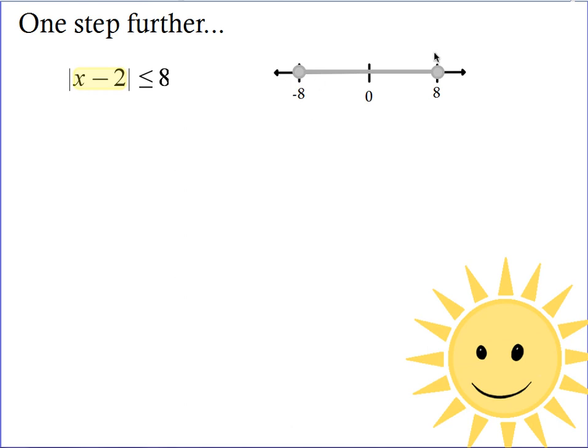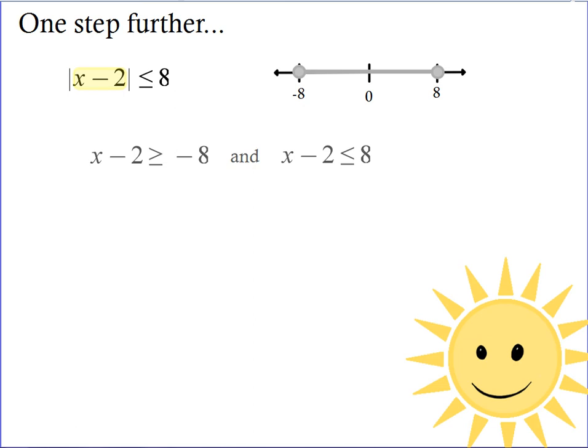On a number line, everything shaded in gray is less than or equal to 8 units away from 0. So to solve this, I'm going to split this up into two separate inequalities. My values, everything inside the absolute value sign, has to be greater than or equal to -8, but they also have to be less than or equal to 8 to make this inequality true.